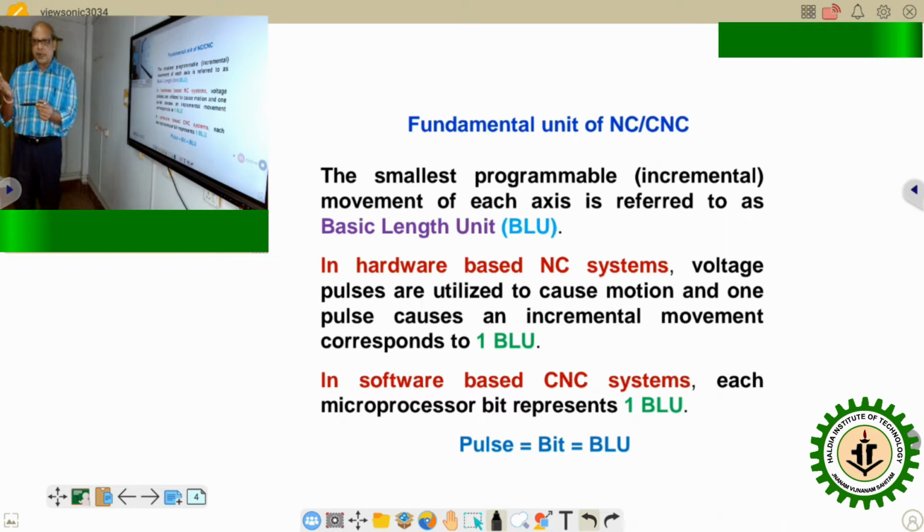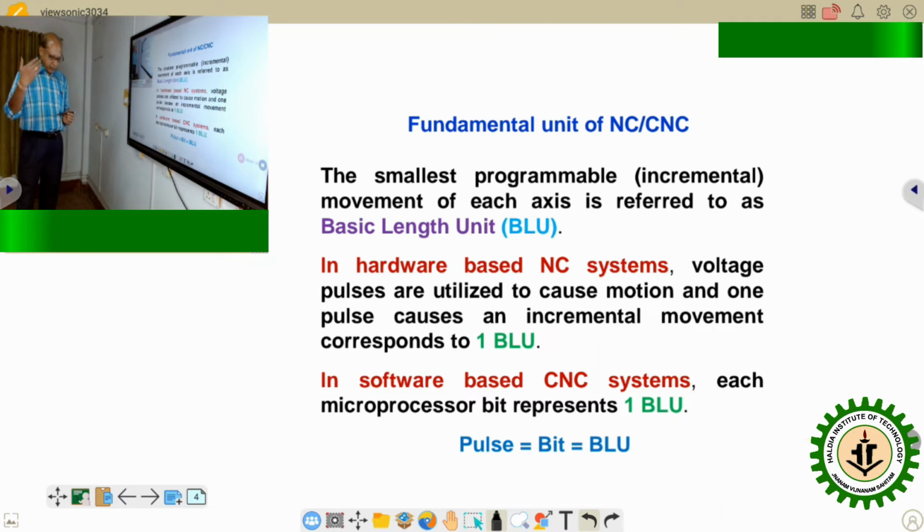So in this regard, we have to identify or calculate what would be the minimum incremental value, whether it is 0.01 or 0.05 or 0.025, as the case may be. It may assume some other values as well. So what is the minimum incremental or decremental value which the system can understand and execute the corresponding command? That will be the basic length unit of the NC CNC system.